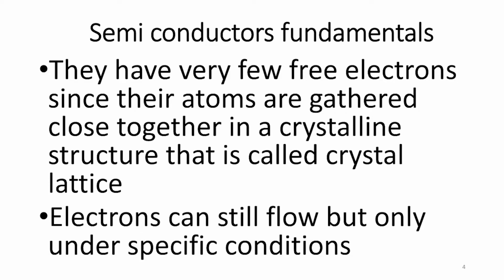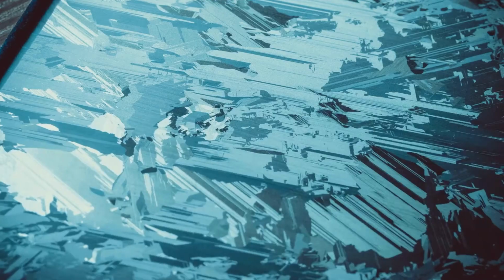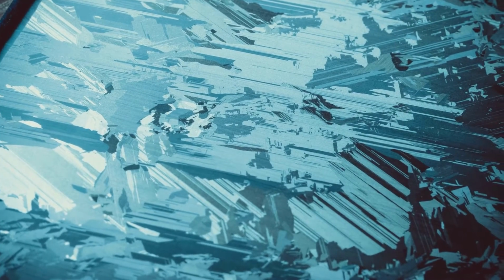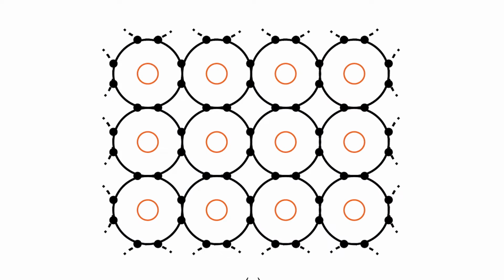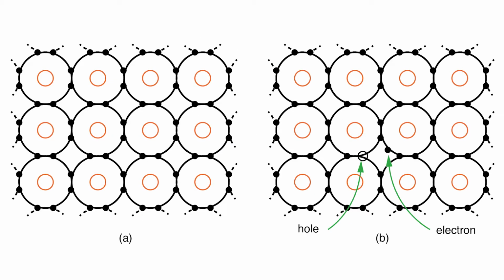They have very few free electrons since the atoms are gathered close together in a crystalline structure that is called crystal lattice. Electrons can still flow but only under specific conditions. The ability of semiconductors to electrically conduct can be much improved. It can be done by exchanging or adding donor or acceptor atoms to the crystal structure. That in turn produces more free electrons than holes, or vice versa.